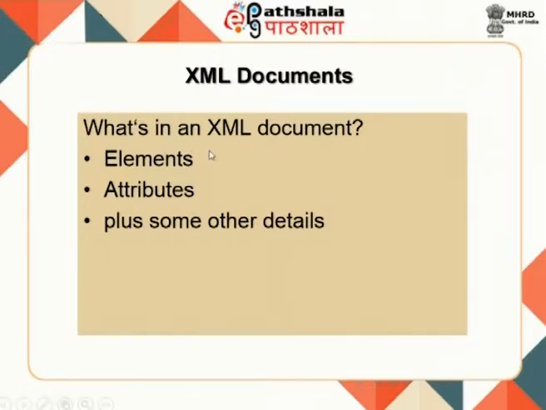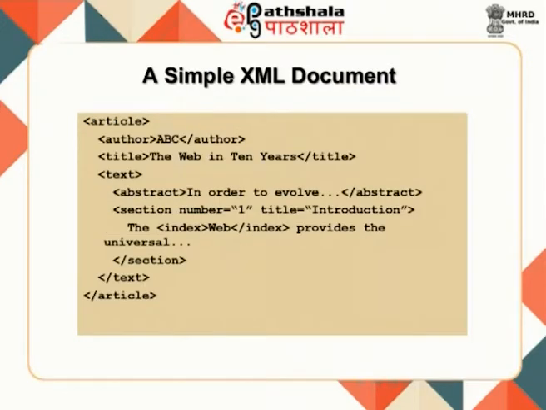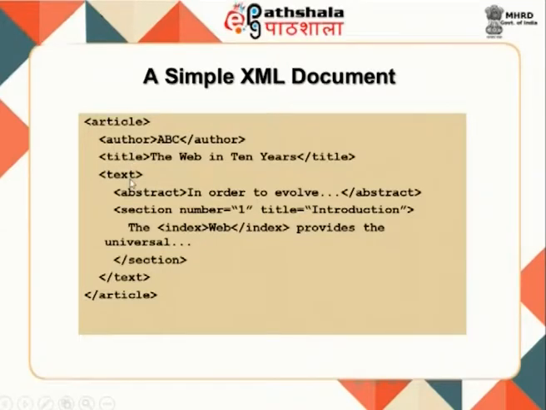So, what is an XML document? It basically has elements, attributes, plus some other details. Now, this is another example. We can see the article, and you have author, title, text; these are elements. So, this is the text data that is enclosed within this element.